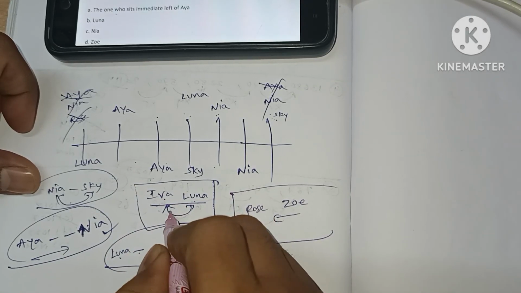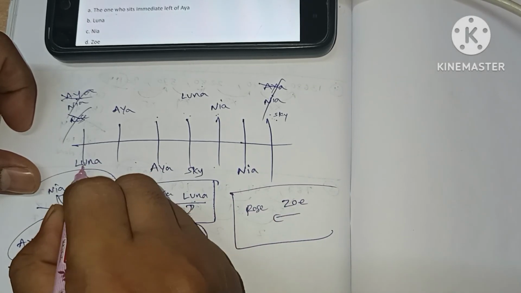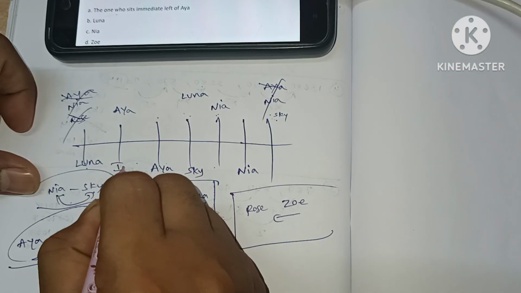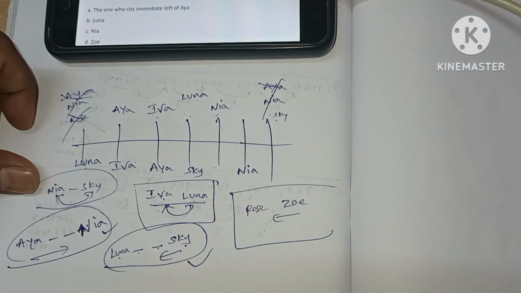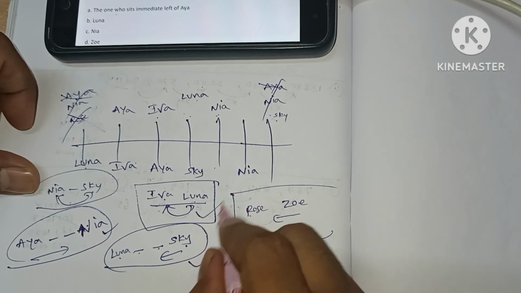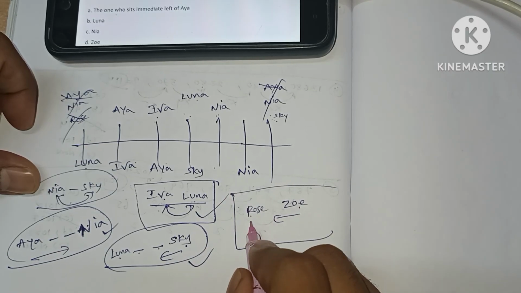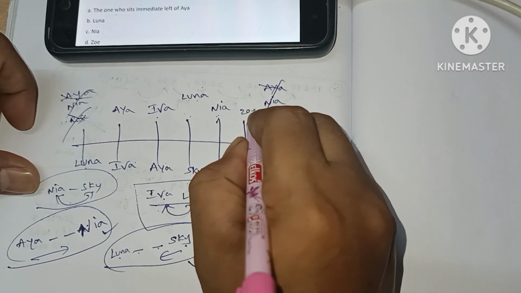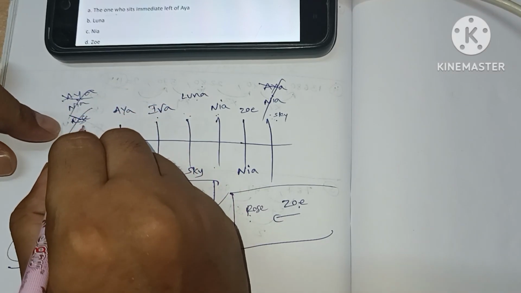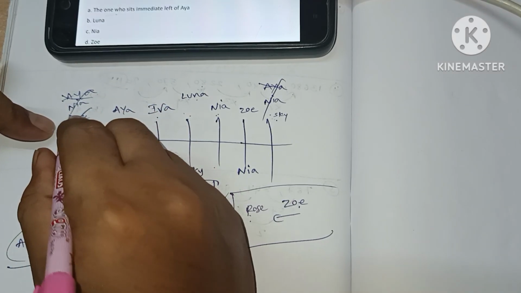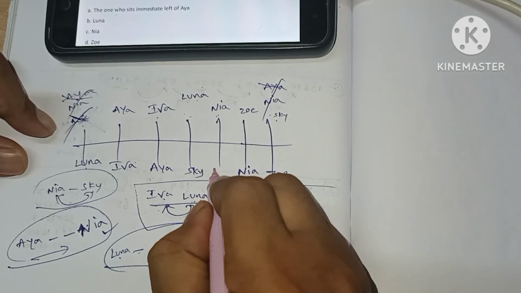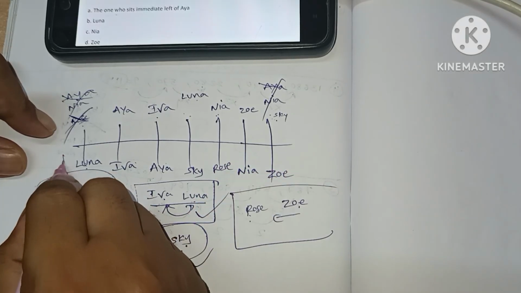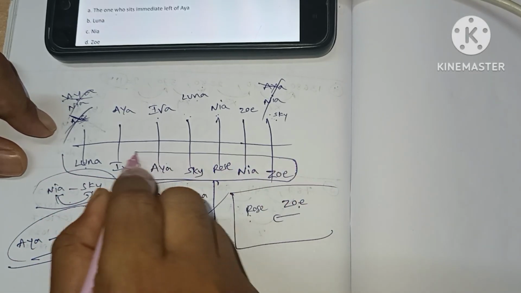Luna and Eva are immediate neighbors. This is Luna, so this is Eva. Next, we are left with this one. Joy, with Rose on the left side. If we place Joy here, this is the place for Rose, which does not sit at an end. In this case, if it is Joy, this is the place for Rose. So our puzzle solution will be this one.